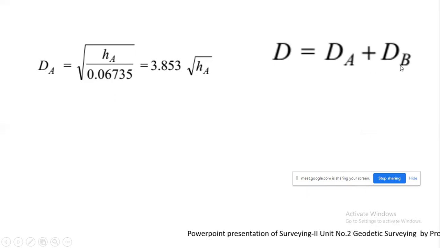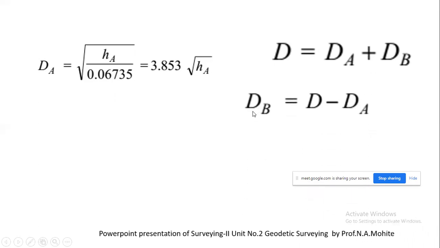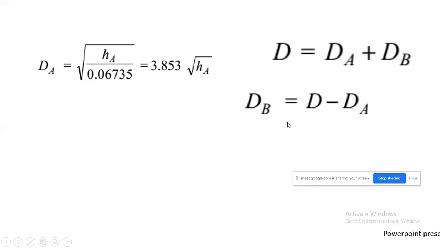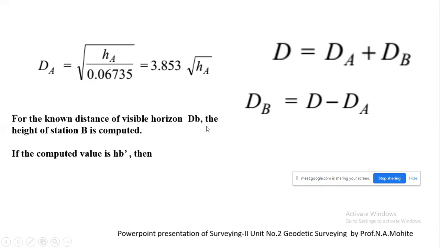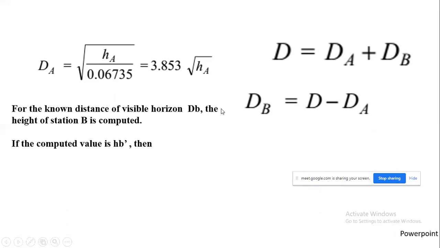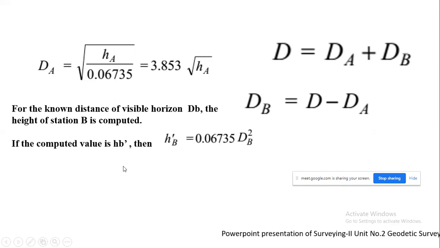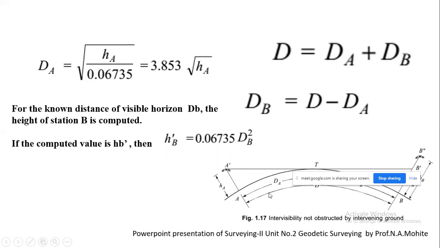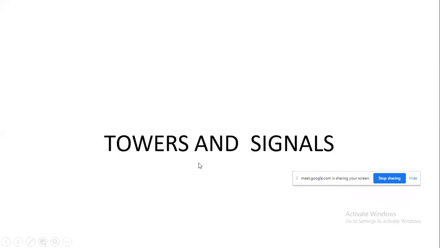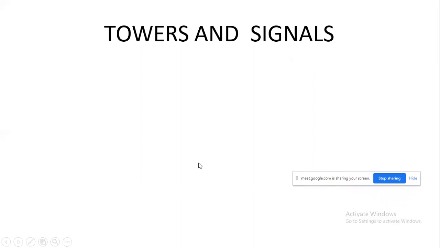Similarly, the distance DB can also be calculated. Or if you know the total distance, then by deducting DA, which we calculated here, you can calculate the distance DB. For the known distance of visible horizon DB, the height of station B is calculated. The same condition you can see here. So that was regarding the condition of intervisibility of stations.